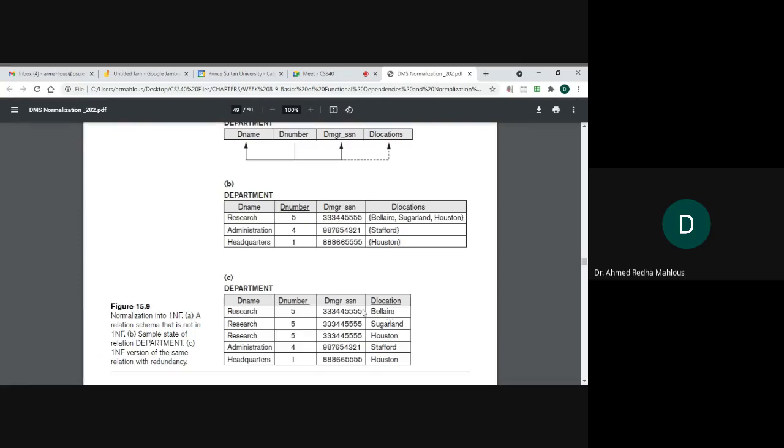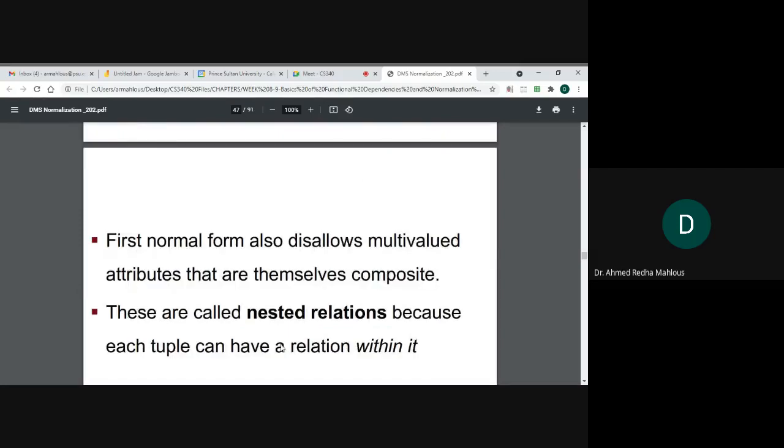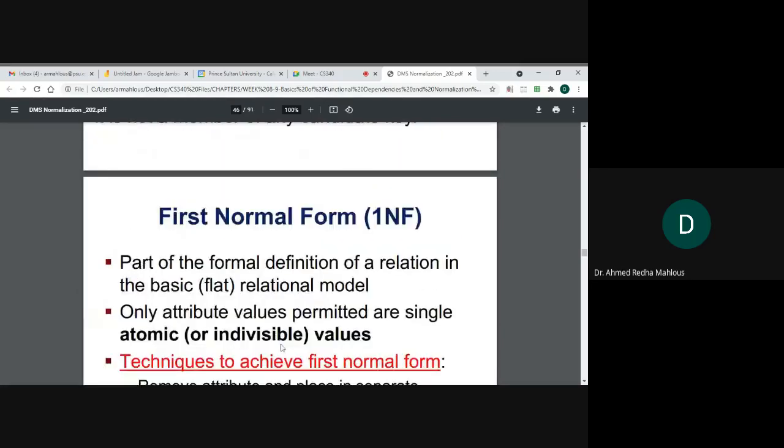I do have atomic value. I don't have many values. Research 5, even if you do have repetition, we do have redundancy. There is no problem with redundancy. Here, what we are verifying, is whether your relation is 1NF. This is what we are verifying.